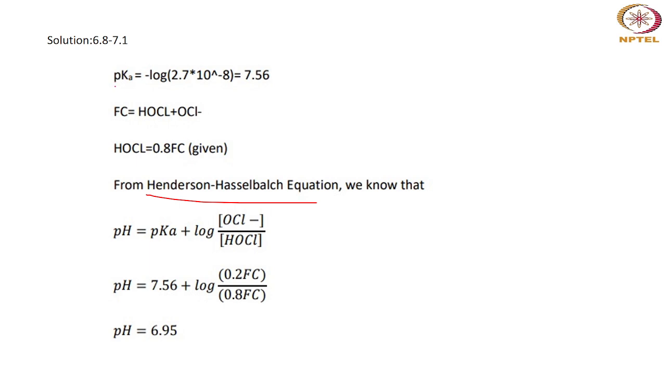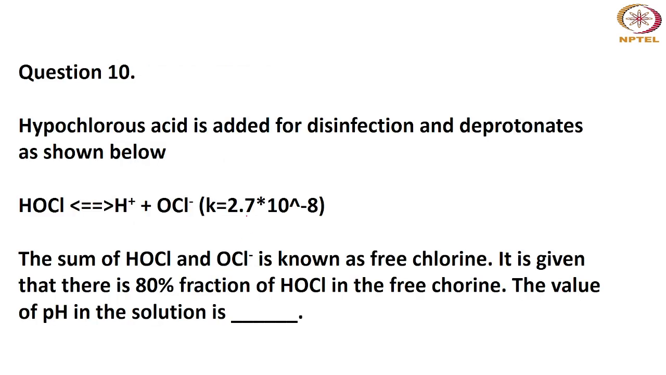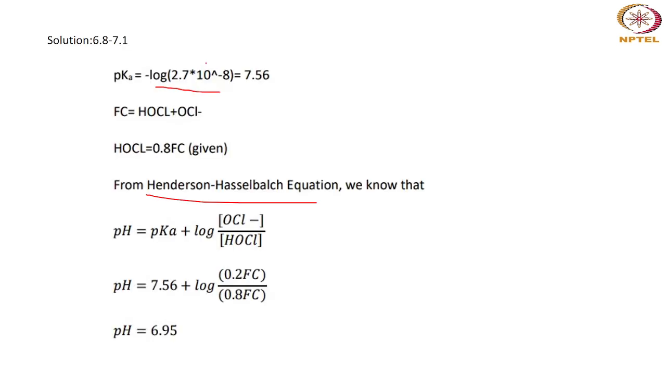So the pKa value we need to calculate. You know what the pKa value is? This is the negative logarithm of the Ka value. Ka is the acid dissociation constant, which is given as 2.7 multiplied by 10 to the power minus 8. So you can write it as minus log base 10 of 2.7 into 10 to the power minus 8, and we are getting 7.56.